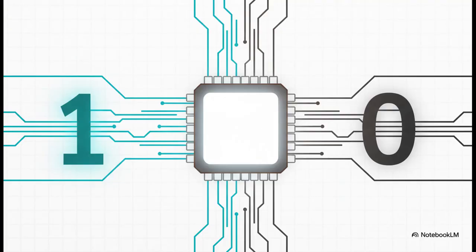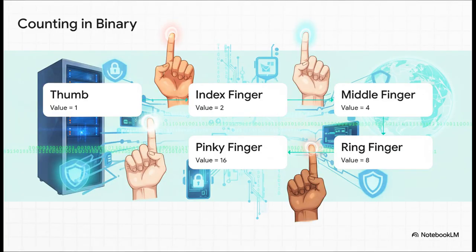See, we humans usually count in a system called base 10, probably because we have 10 fingers, right? Well, computers are much simpler. Just think of them as having only two states: on, which we'll call a 1, and off, which is a 0. This simple idea is the foundation for everything they do. Okay, let's actually try this together.